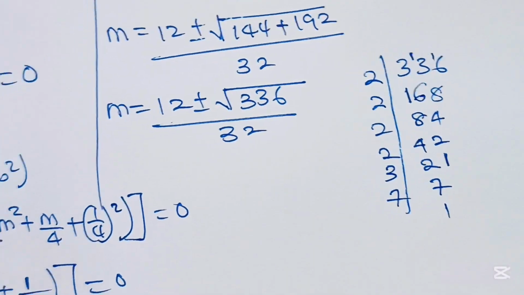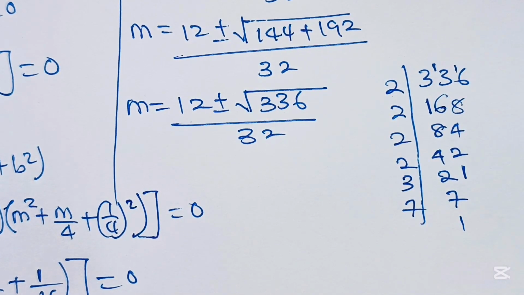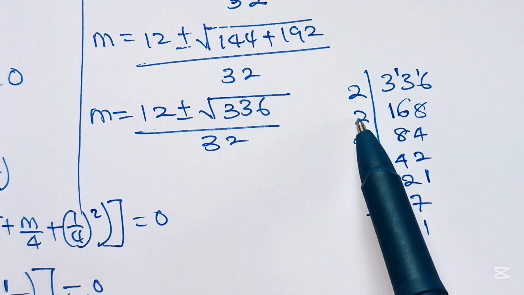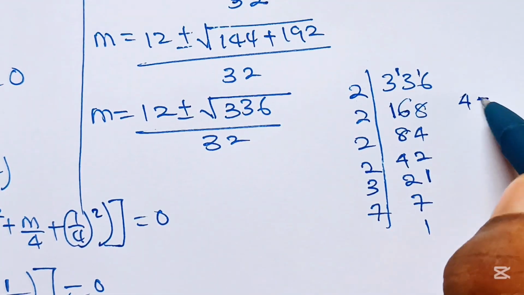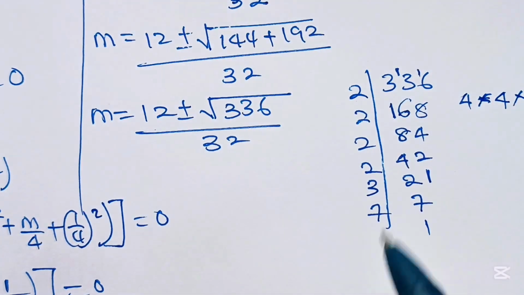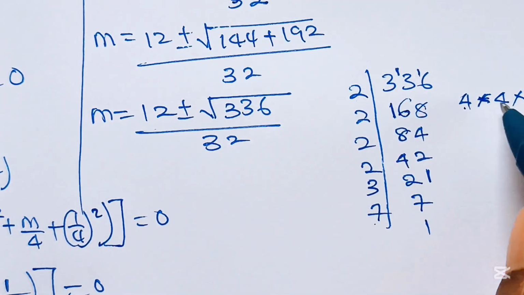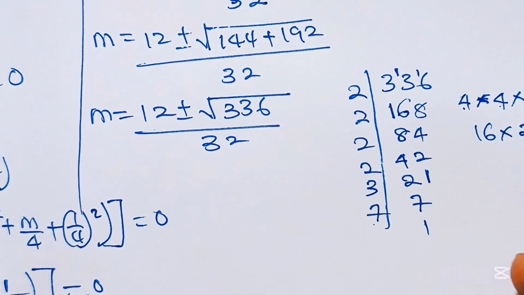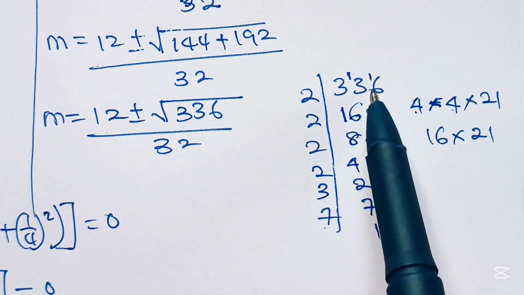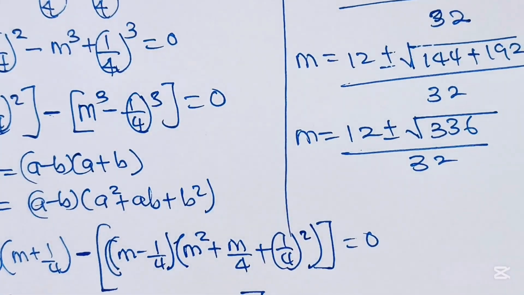Now it's time to bring out the perfect square. So we have 2 times 2 will give us 4, a perfect square, multiplied by 2 times 2 again will give us 4, another perfect square, then times 3 times 7 will give us 21. So you see that we have 4 times 4, 16, which will give us a perfect square, and 21. So that simply means that 16 times 21 will give us 336, and that is what we are going to use to factorize this. So we go back to what we have.